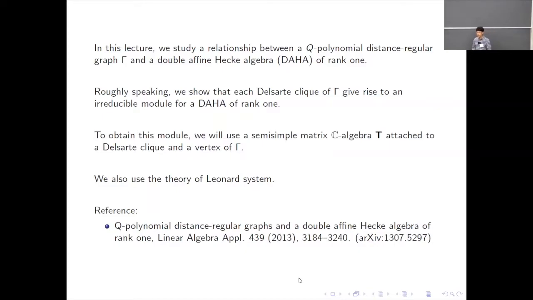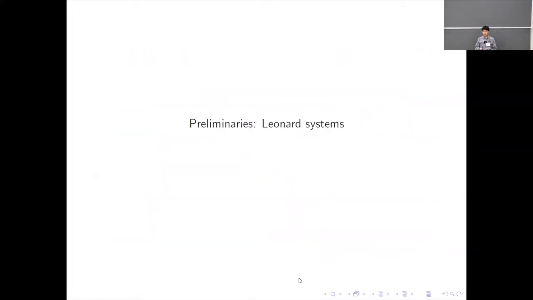To find this link, we're going to use a semi-simple matrix C-algebra. I will use the bold T because that is the generalized Terwilliger algebra. And also, we will use the theory of Leonard systems. For more detailed information, please refer to the paper, Q-polynomial distance regular graphs and double affine Hecke algebra of rank 1. So let me first begin with some preliminaries concerning Leonard systems.